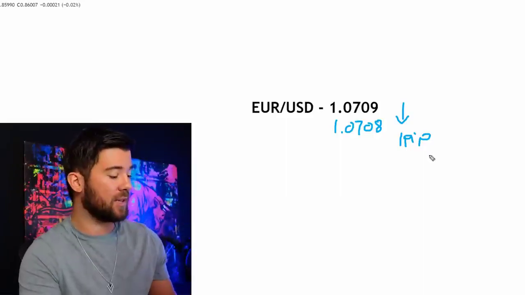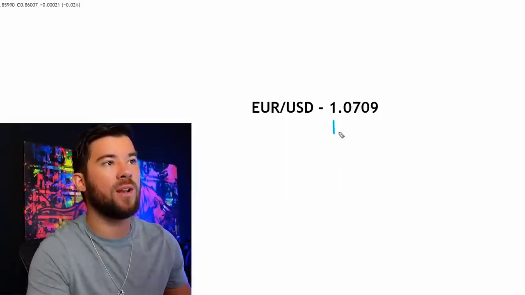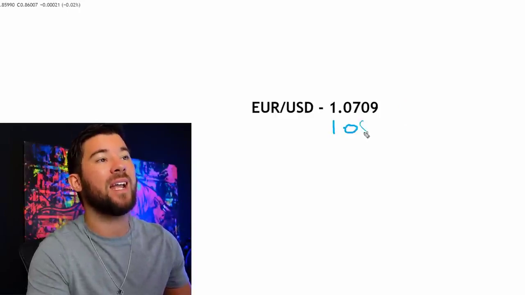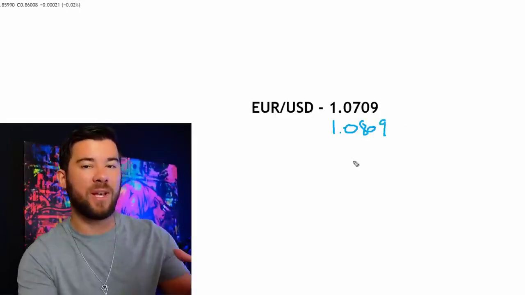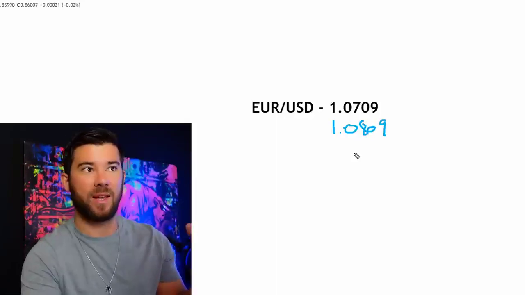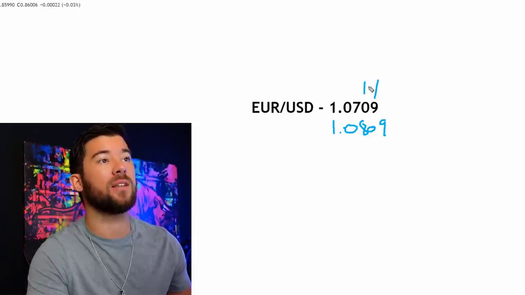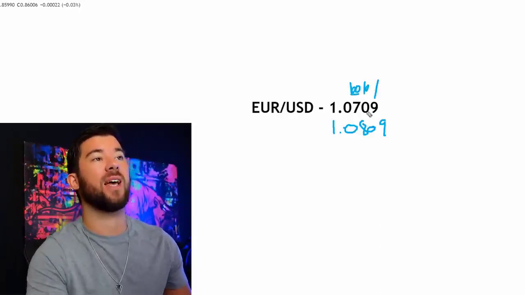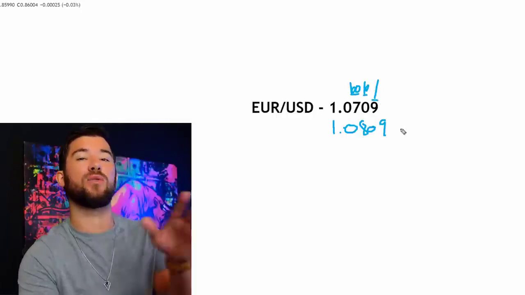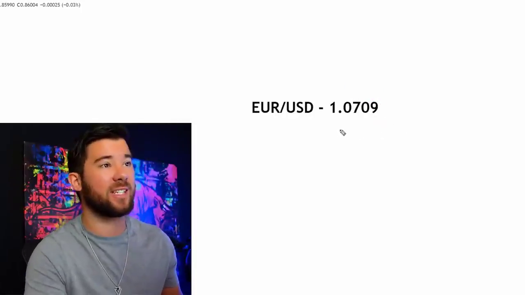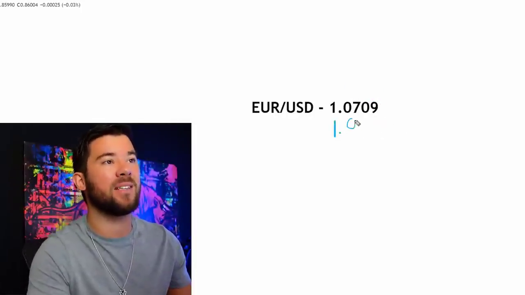So let's go ahead and do another example here. What if we go to 1.0809? At this point, how many pips has price went up? Well, we've went up 100 pips. So the 9 is the ones, the 0 here would be the tens, the 7 would be the hundreds. That's how we calculate everything. Let's do 2 more examples really quickly. It's just easy math, so you should be able to get a hang of this pretty quickly.